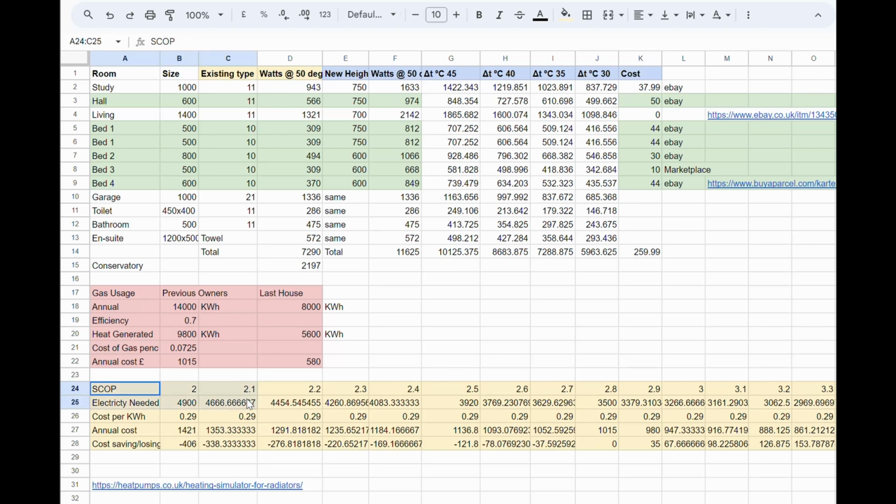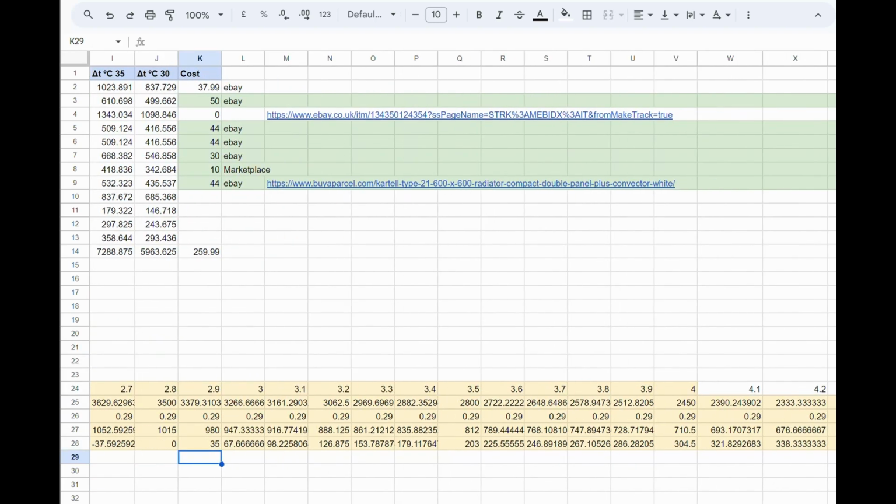Next, this is my comparison to a heat pump. How efficient does the heat pump need to be before we're breaking even or we are turning a profit on it? So if we go with the assumption that the previous boiler was 70% efficient, we were generating 9,800 kilowatt hours of heat. You'll see here that the break-even point is a SCOP of 2.8. And at that point, there is cost parity between gas and a heat pump in my situation with a 70% efficient boiler.